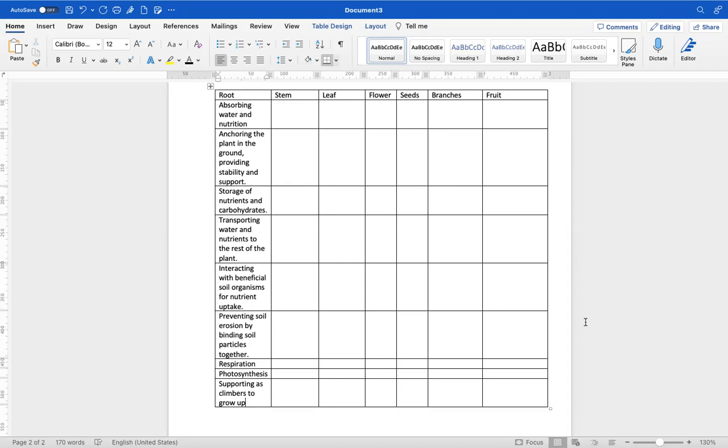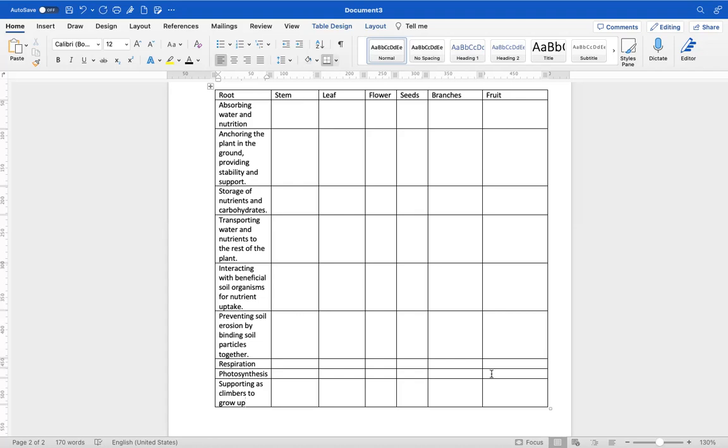Respiration, respiratory roots are there which can do the respiration, and also photosynthesis. Some roots are there which support photosynthesis. So we have this orchid-like thing having above ground roots which support photosynthesis. These are basically greenish. And supporting as climbers, climbing roots are there. That is also another benefit.